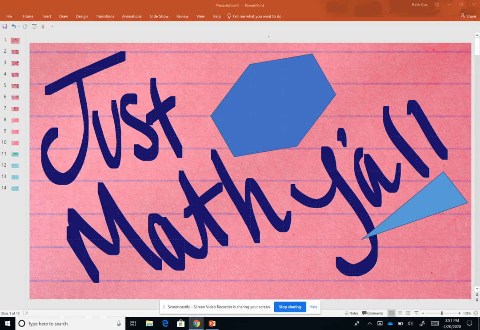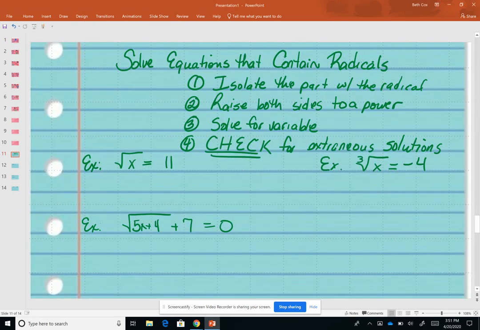Today we are looking at solving equations that contain radicals. We have 4 basic steps for solving equations that contain radicals, and here we go. We're going to isolate the part with the radical, then we're going to raise both sides to a power, then we will solve for our variable using regular solving techniques. But we have to check for any extraneous solutions.